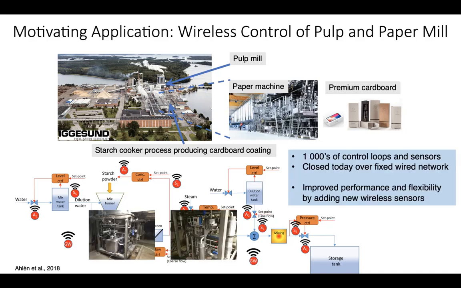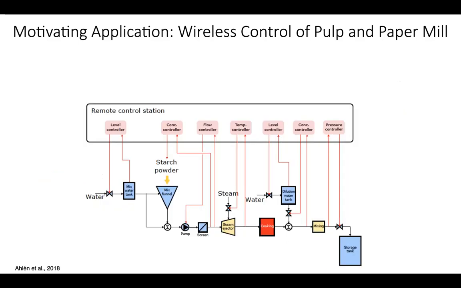In total, in the plant here, we have thousands of control loops, maybe 5,000 sensors. Today, these control loops are all closed over wired networks. But in the future, there might be great possibility if we could monitor and operate such a plant completely over a 5G or 6G network. Today, if you just look at the starch cooker process, it's a very centralized system. We have the process, but basically all information is communicated up to a central control station where all the commands are computed.